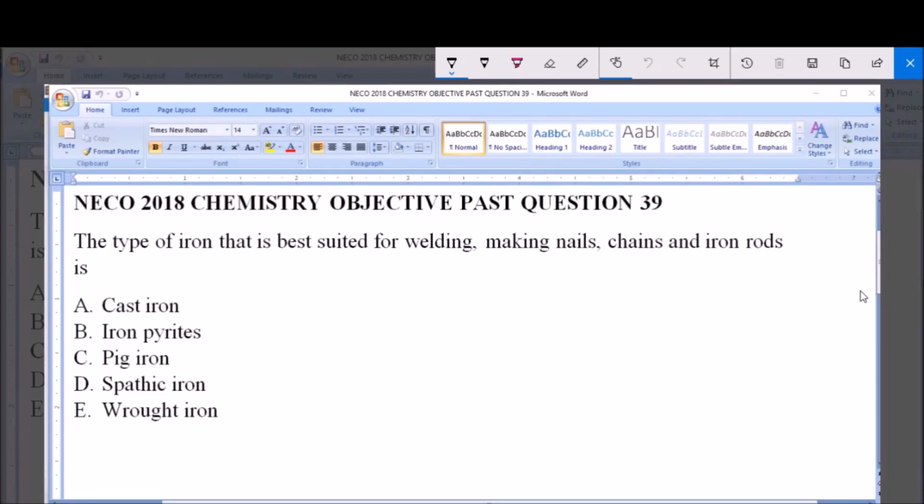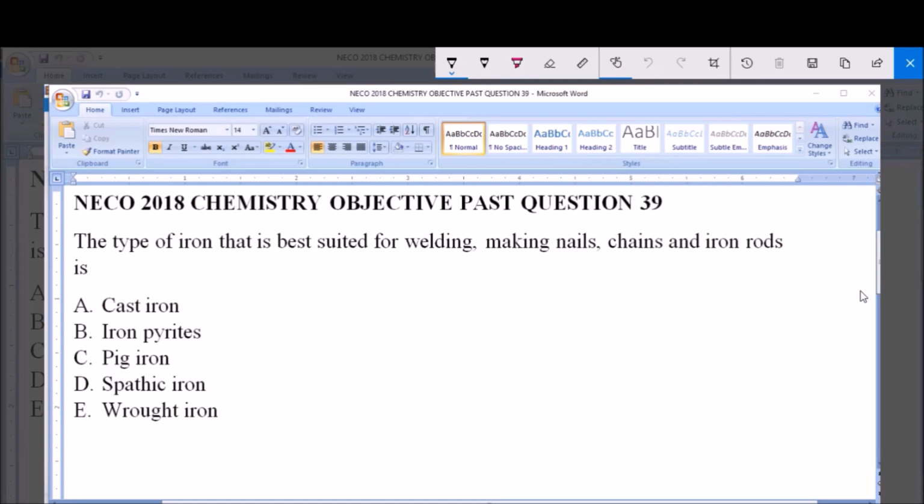Hello and welcome. I'm going to be answering NECO 2018 Chemistry Objective Past Question 39. The type of iron that is best suited for welding, making nails, chains and iron rods is A. Cast iron, B. Iron pyrite, C. Pig iron, D. Spatic iron, E. Wrought iron.